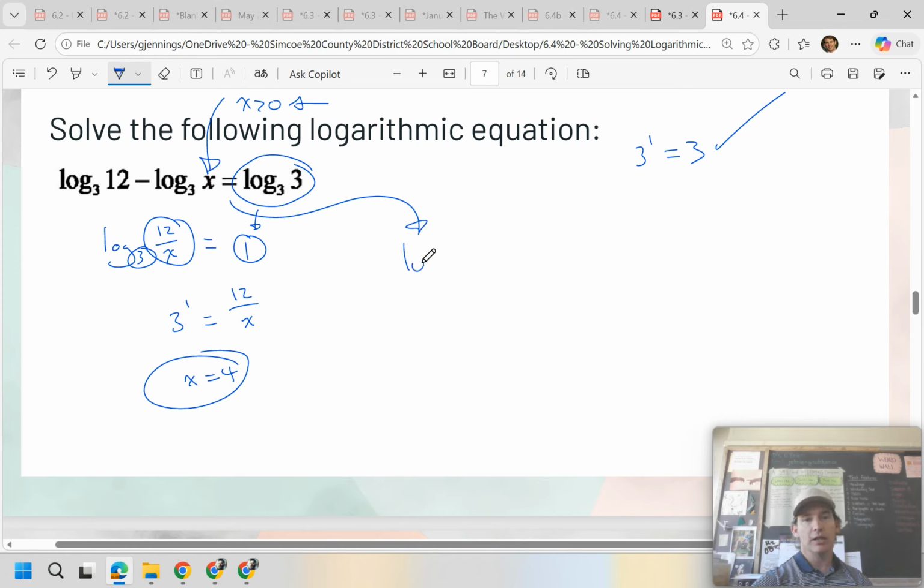You also don't have to manipulate it at that point. You could say log base 3 of 12 over x is equal to log base 3 of 3, and then equate these two things, which is, you'll note, exactly the same thing as we have there. It's a little bit like saying you can turn left and then go straight, or you can go straight and then turn left. Never mind. It's just different directions to the same place.